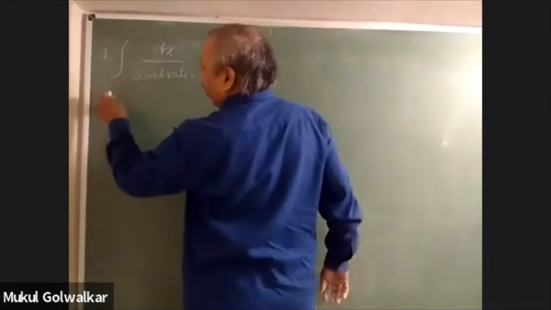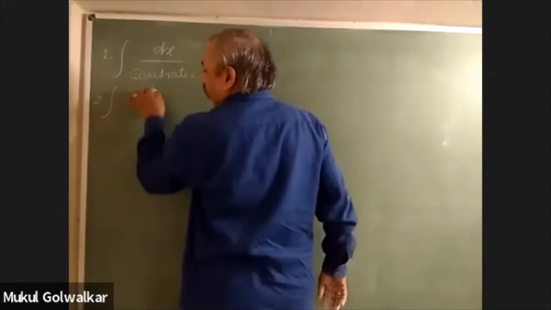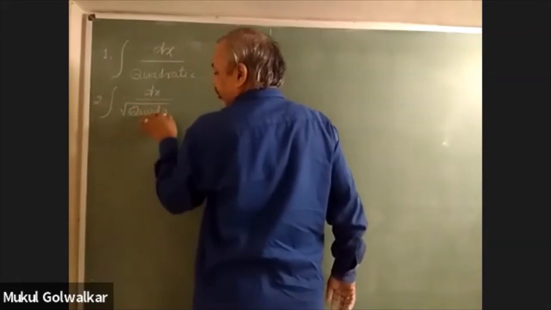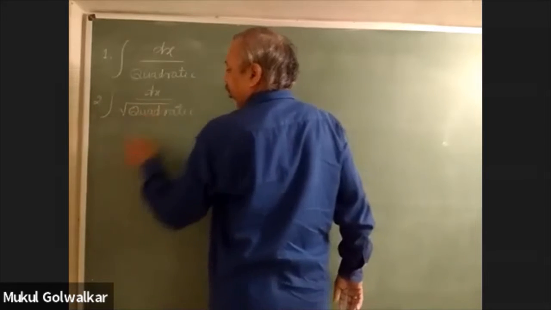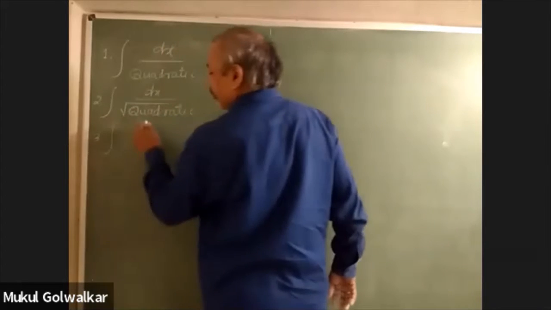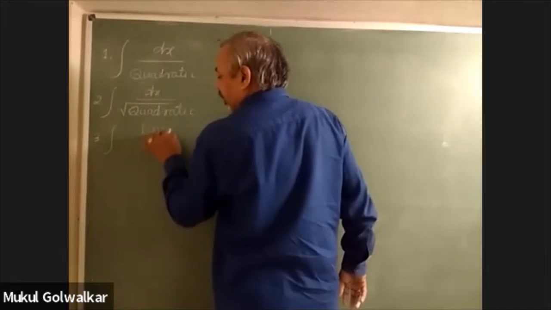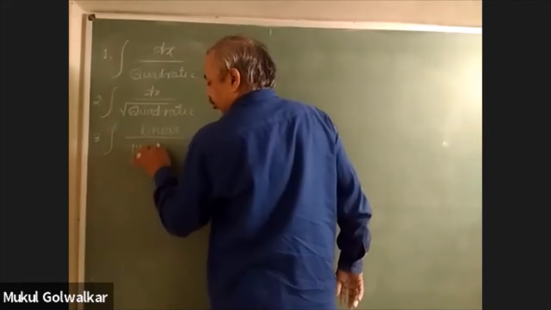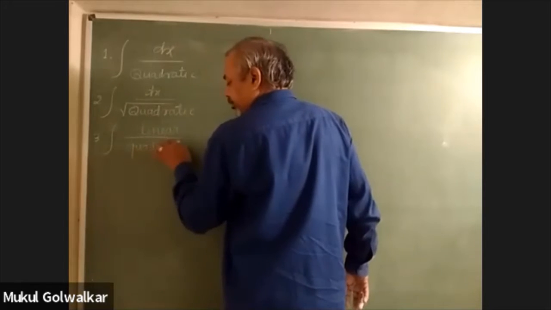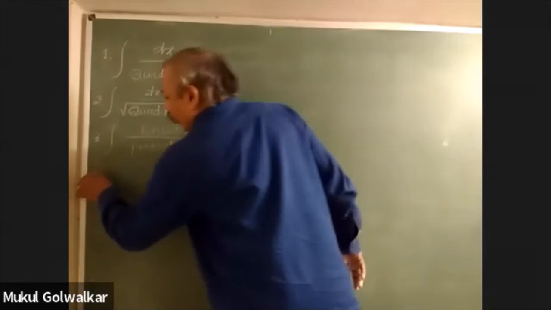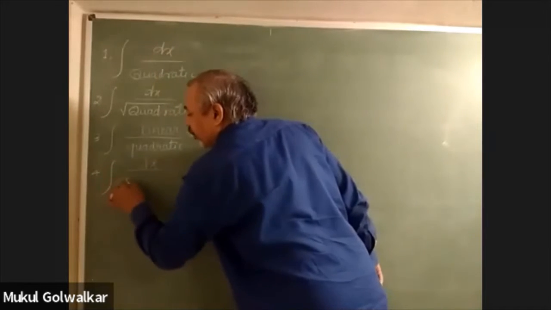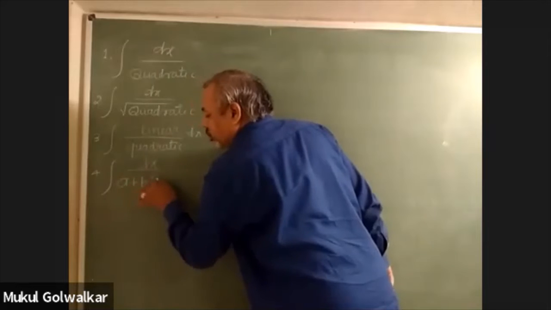Okay. So dx upon quadratic. Second is dx upon under root quadratic. Third one is linear upon quadratic into dx. Fourth is dx upon a trigonometric function like a plus b into sin x.